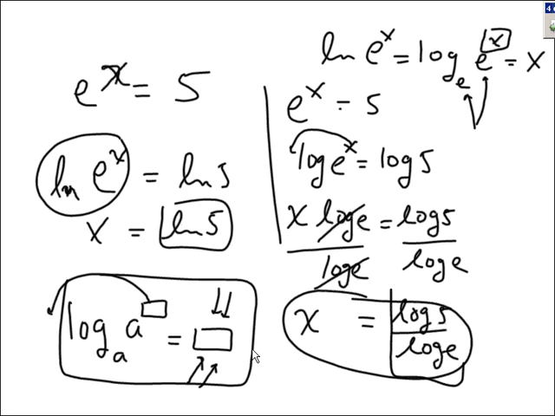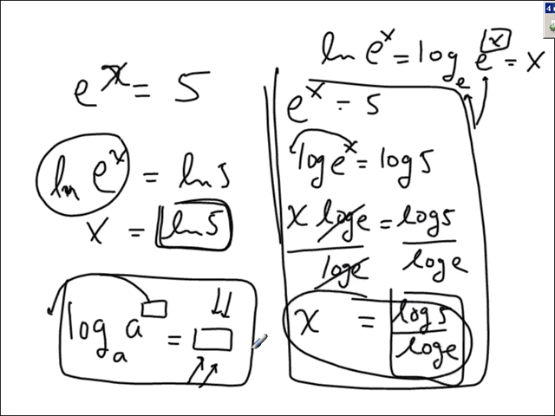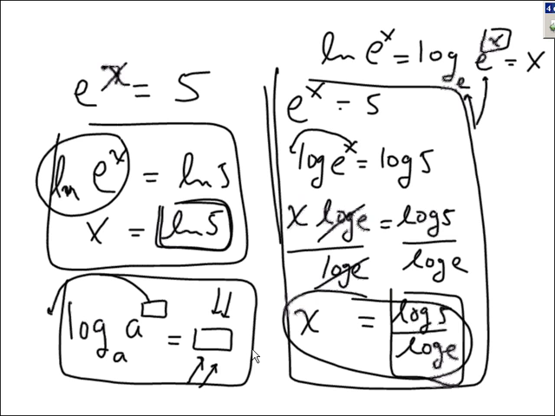Calculate this. Calculate ln of 5. They should be the same. If not, there was a silly error done. This technique took a lot more than this, because we didn't use the right base.